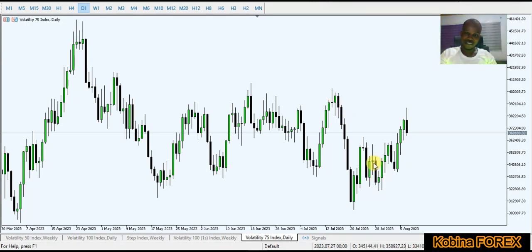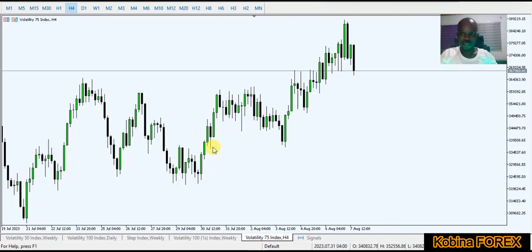Exactly. Now let's break it down further and look at, in the interim, what price did within these areas. Let's see what happened when price got into these areas. So we're on the daily time frame. Let's look at the 4-hour time frame.